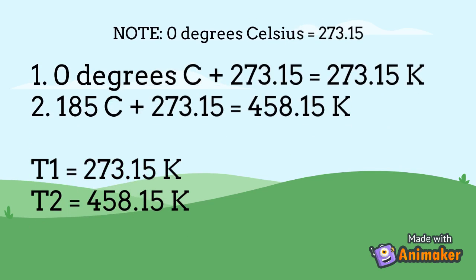Now, before solving for the final volume, we must convert the following Celsius to Kelvin. Note, 0 degrees Celsius is equal to 273.15 Kelvin. So all we have to do is add 273.15 to the following Celsius. 0 plus 273.15 is equal to 273.15 Kelvin. Second, 185 degrees Celsius plus 273.15 is equal to 458.15 Kelvin. The final temperatures are: temperature 1 is 273.15 Kelvin, and temperature number 2 is 458 Kelvin.